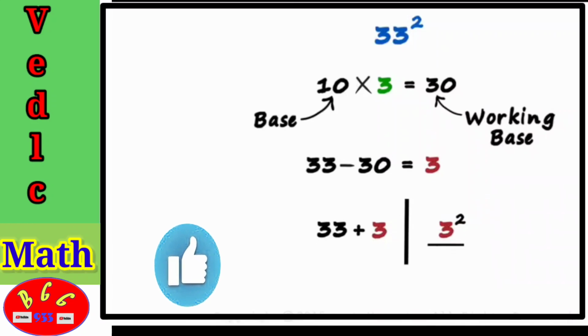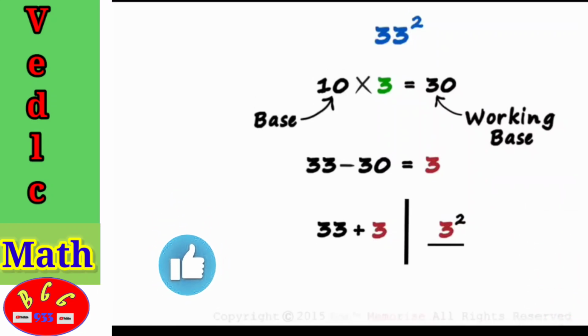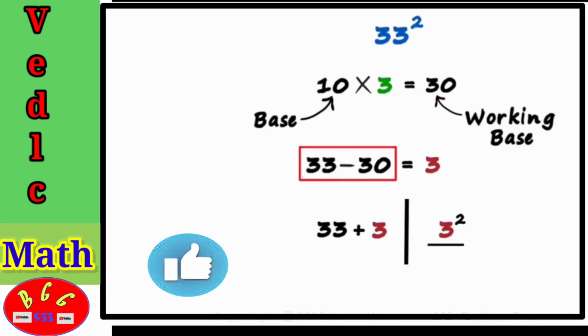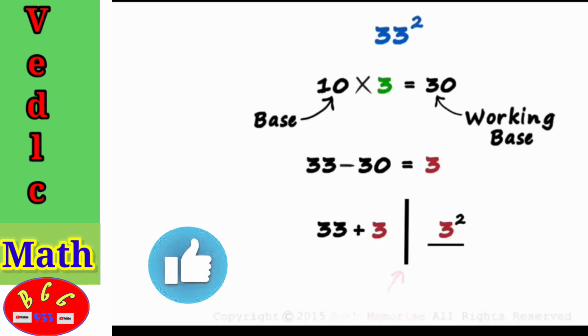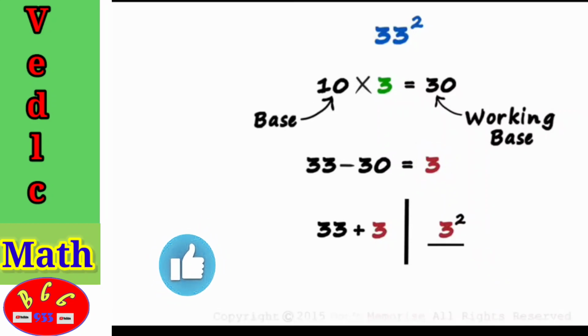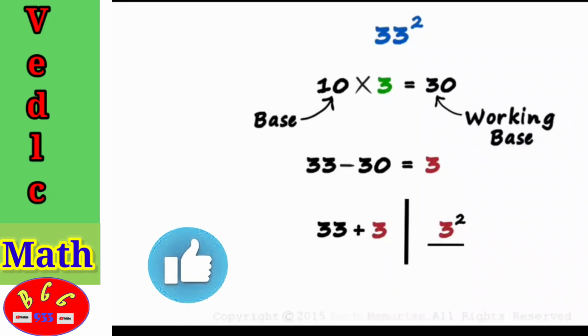So the steps we have seen until now are pretty similar to the ones we saw for the multiples of 10. Find the working base, the difference between the number and the working base, make a partition, write the sum of the number and this difference on the left, and then write the square of the difference on the right. There is one major difference though. The answer will not be 369. What else do we need to do here then?